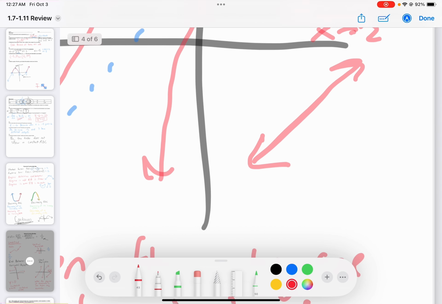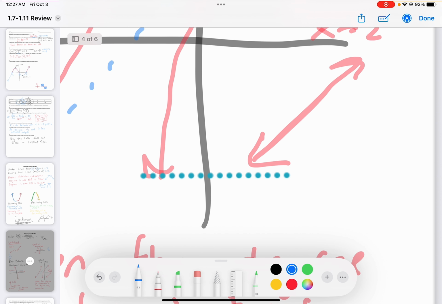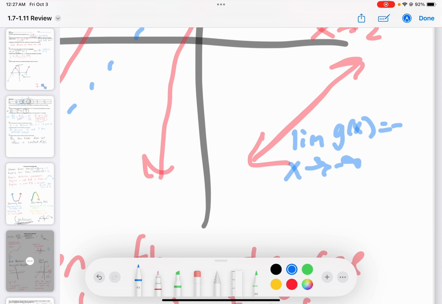And, well, what's the end behavior of a positive linear function? Just like I did up in the last example, I could say the limit as x approaches negative infinity of g of x equals negative infinity. And the limit as x approaches positive infinity of g of x equals positive infinity. So a slant asymptote is going to have end behavior that models a linear function.